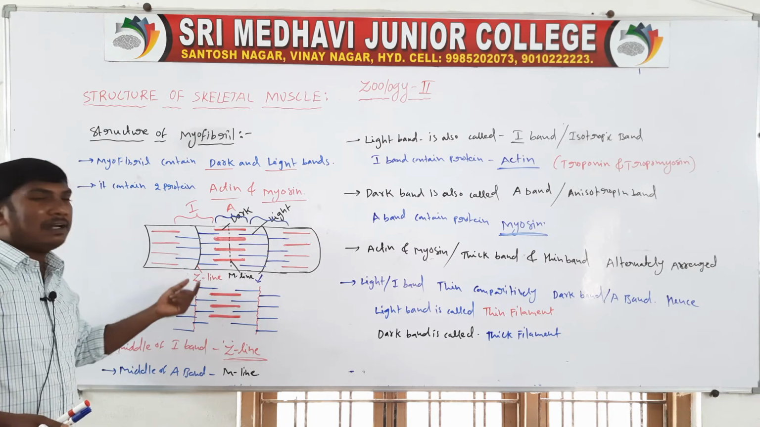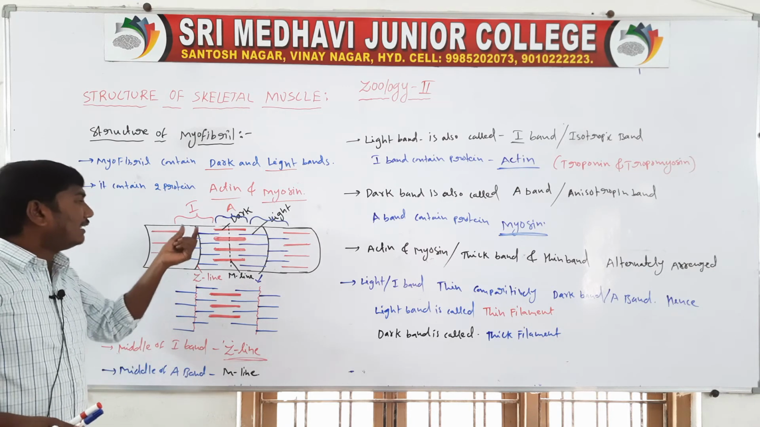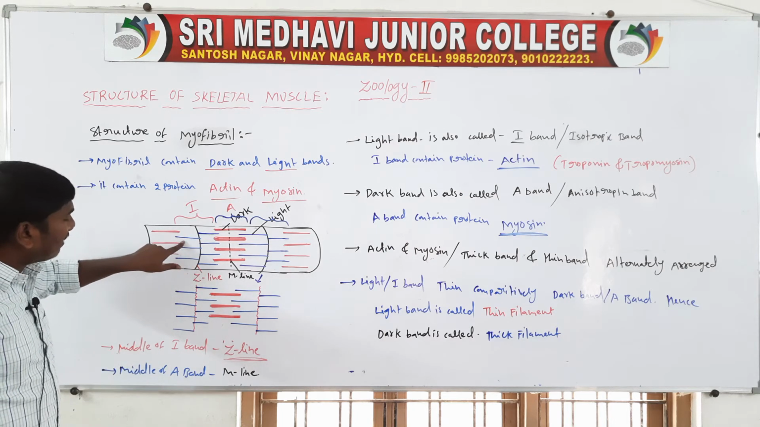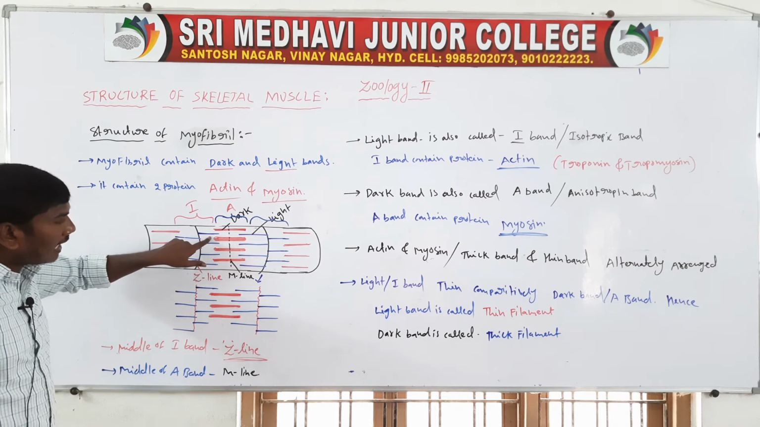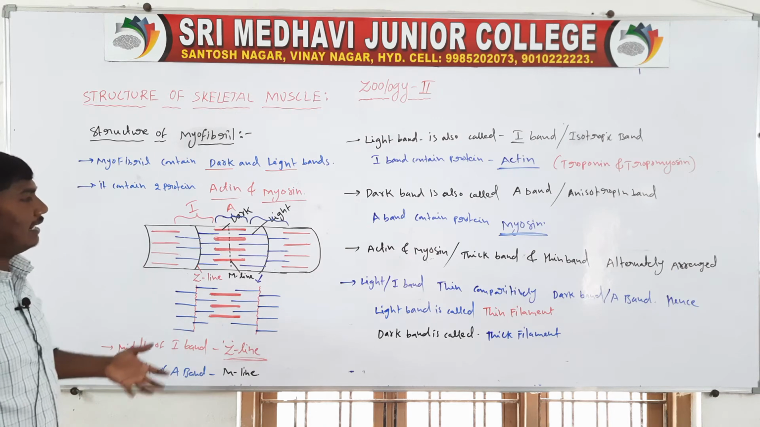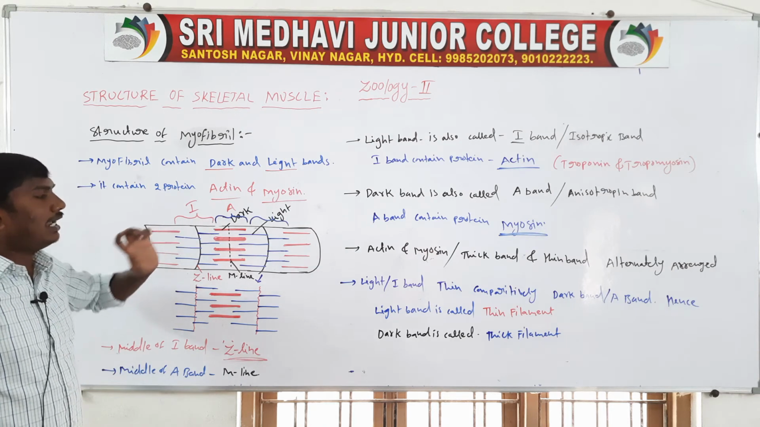The middle of the I band is called the Z line. So these I bands are attached to the Z line. They are the I band, and these are the A band.